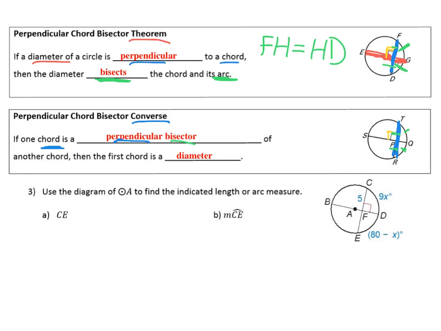Now, if it's both perpendicular and a bisector, as it states, then the other chord in my picture, in this case SQ, must go through the center of my circle, which means that it is the diameter. So for the first theorem, I start with the diameter, and I'm led to the chord that's bisected and the arc that's bisected. For the converse, I'm starting with the chord, the chord that's bisected and perpendicular, and I'm finishing with the diameter.